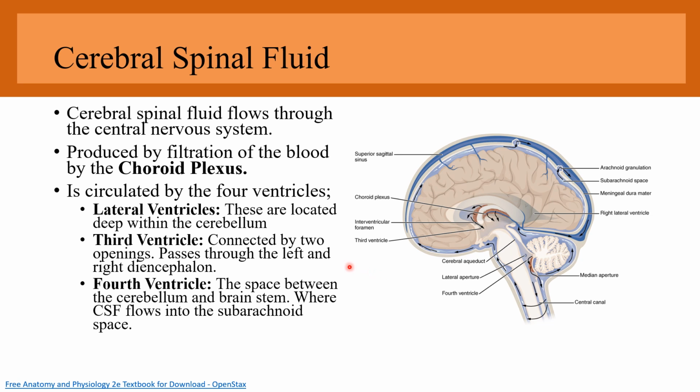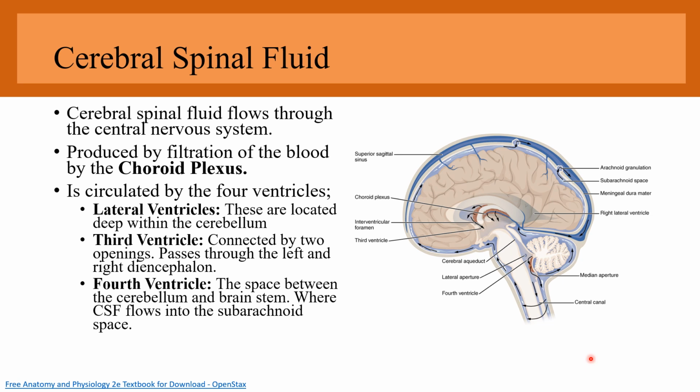Then we have the third ventricle, which is connected by 2 openings, and it passes through the left and right diencephalon. So here we have the third ventricle, the left to the right. Our last ventricle is the fourth ventricle, and this is the space between the cerebellum and the brainstem. So this is where cerebrospinal fluid is able to flow into the subarachnoid space.